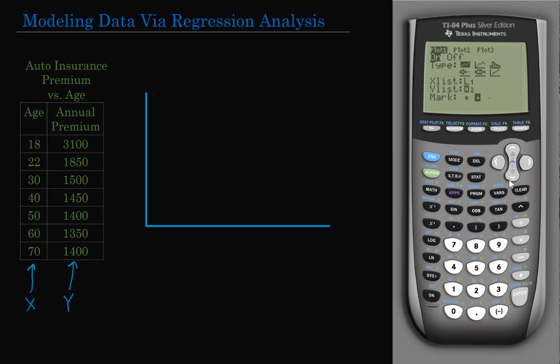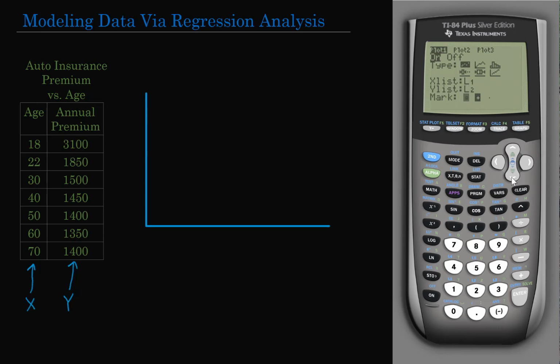Move to list 2 or the Y list. If it's list 2, that's fantastic. You're ready to go. If it doesn't read list 2, notice at the bottom of the keyboard on the numeric key 2, in blue it says L2. To get the Y list to read L2, you press the blue key in the upper left and then the numeric key 2.